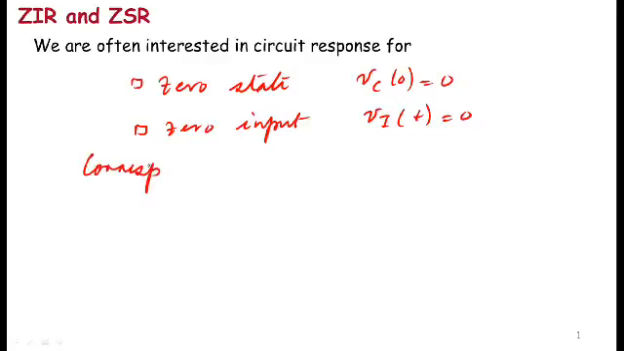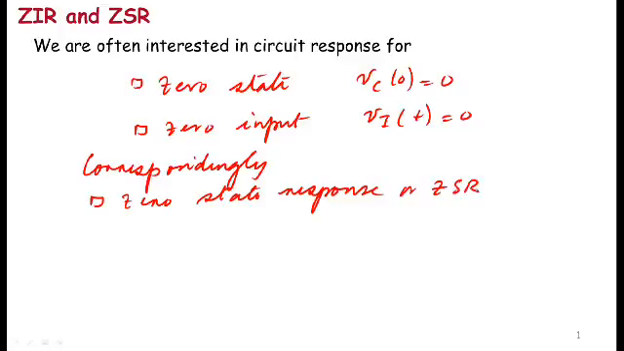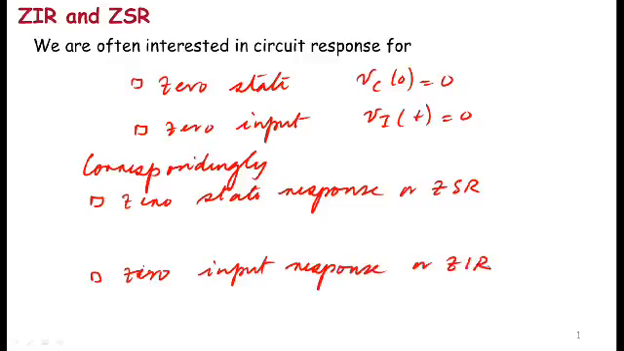So corresponding to these two, I got two things. One is the zero state response, or the ZSR. What is the response of the circuit in the case where the capacitor state was zero? The second case of importance is the zero input case, and the response of the circuit would be the zero input response, or ZIR. Not surprising. So two special cases that we care about.